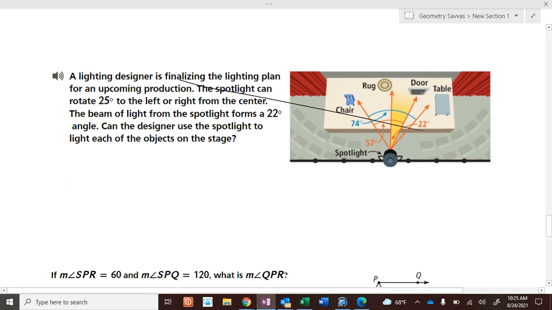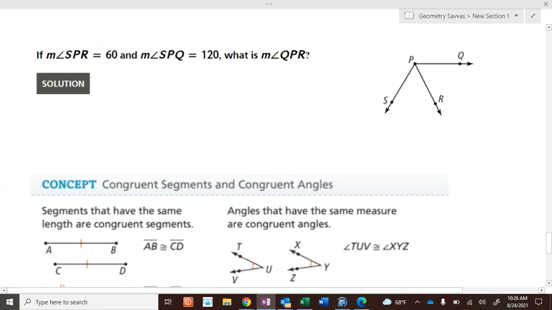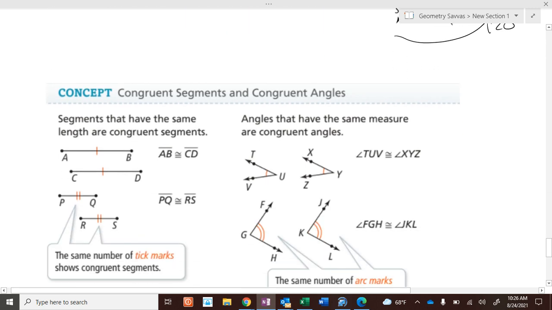We're going to skip by this one. I don't like that question. Okay, but this question's better. SPR is 60. SPQ, this whole thing, is 120. What's this one over here? Maddie? 60. Because 60 and 60 make 120.